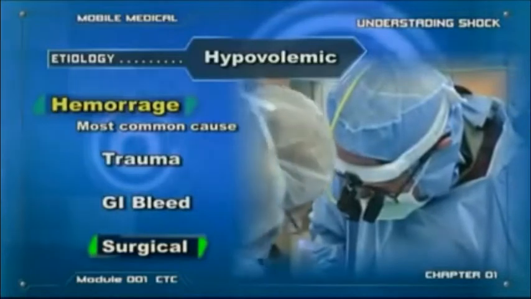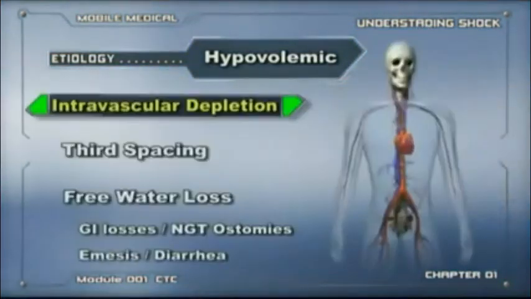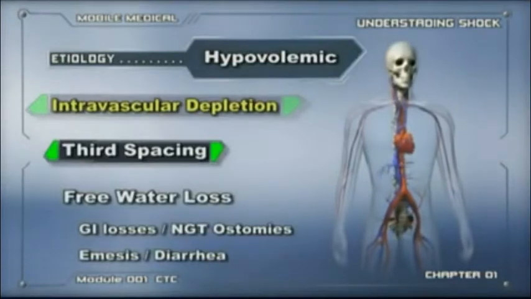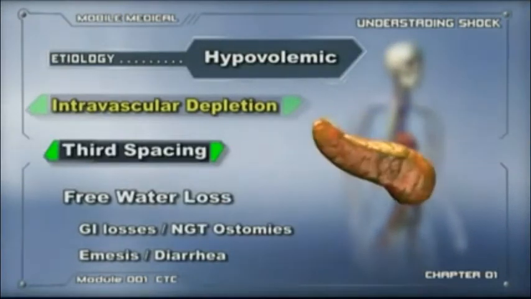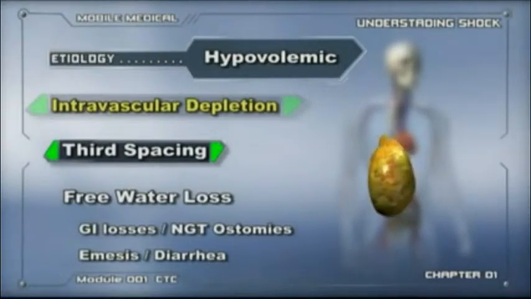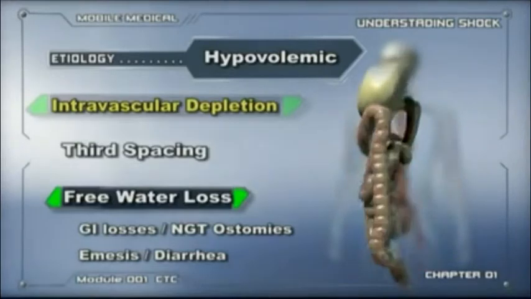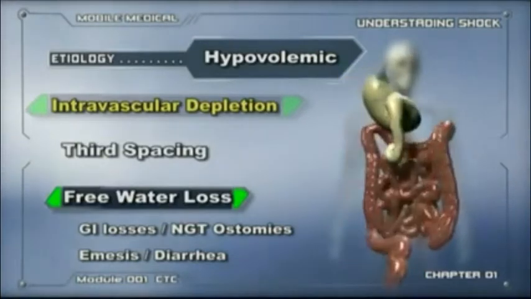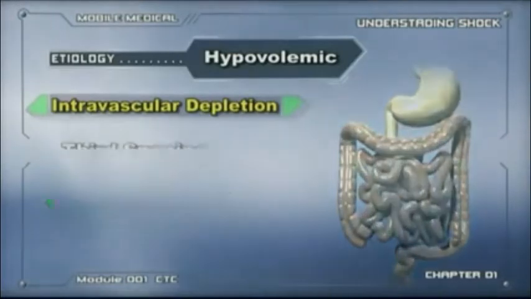Surgical patients that are not hemorrhaging can develop hypovolemic shock. The third spacing that occurs in inflammatory conditions, such as a moderate or severe acute pancreatitis, can cause hypovolemia. Unrecognized GI losses from nasogastric tubes, ostomies, emesis, or diarrhea can also cause significant hypovolemia.